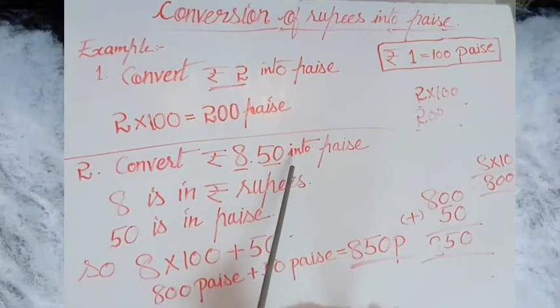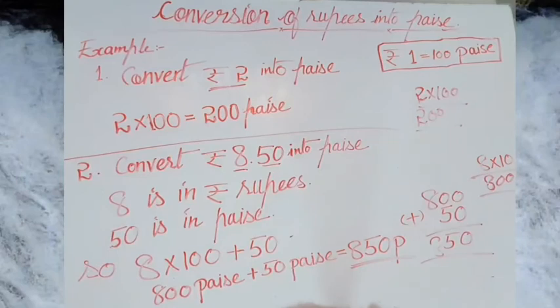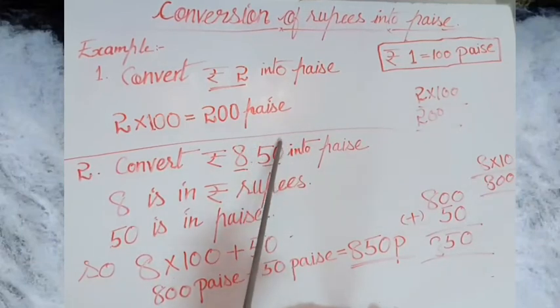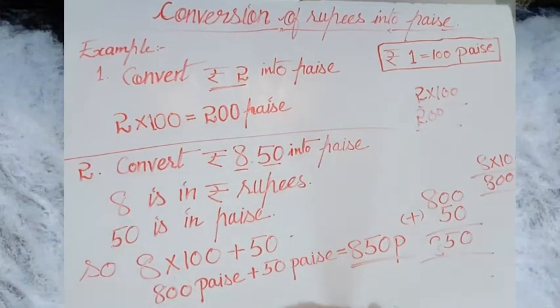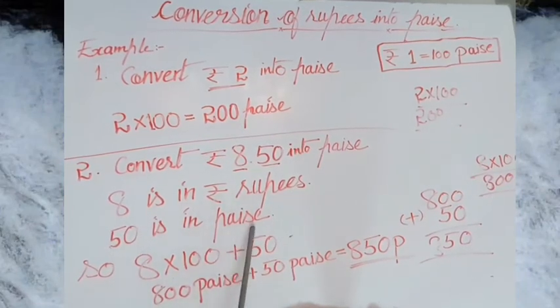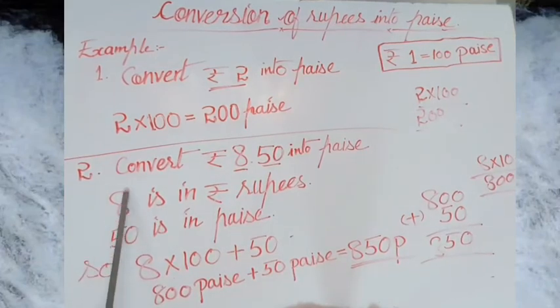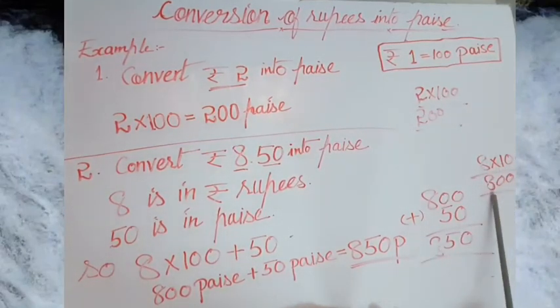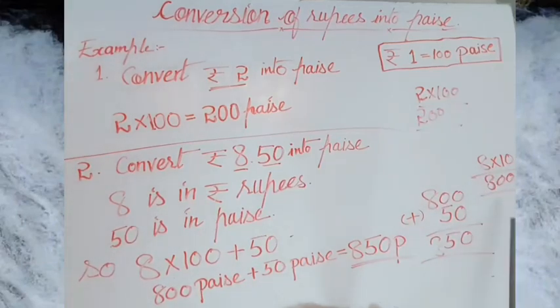In our second question, convert rupees 8 and 50 paise into paise. What we have to do is convert the rupees into paise first, and this is also in paise only. Then we have to add this paise. So let's follow the method. 8 is in rupees, and 50 is in paise. Now we have to multiply 8 by 100. If we multiply by 100, we'll get 800.